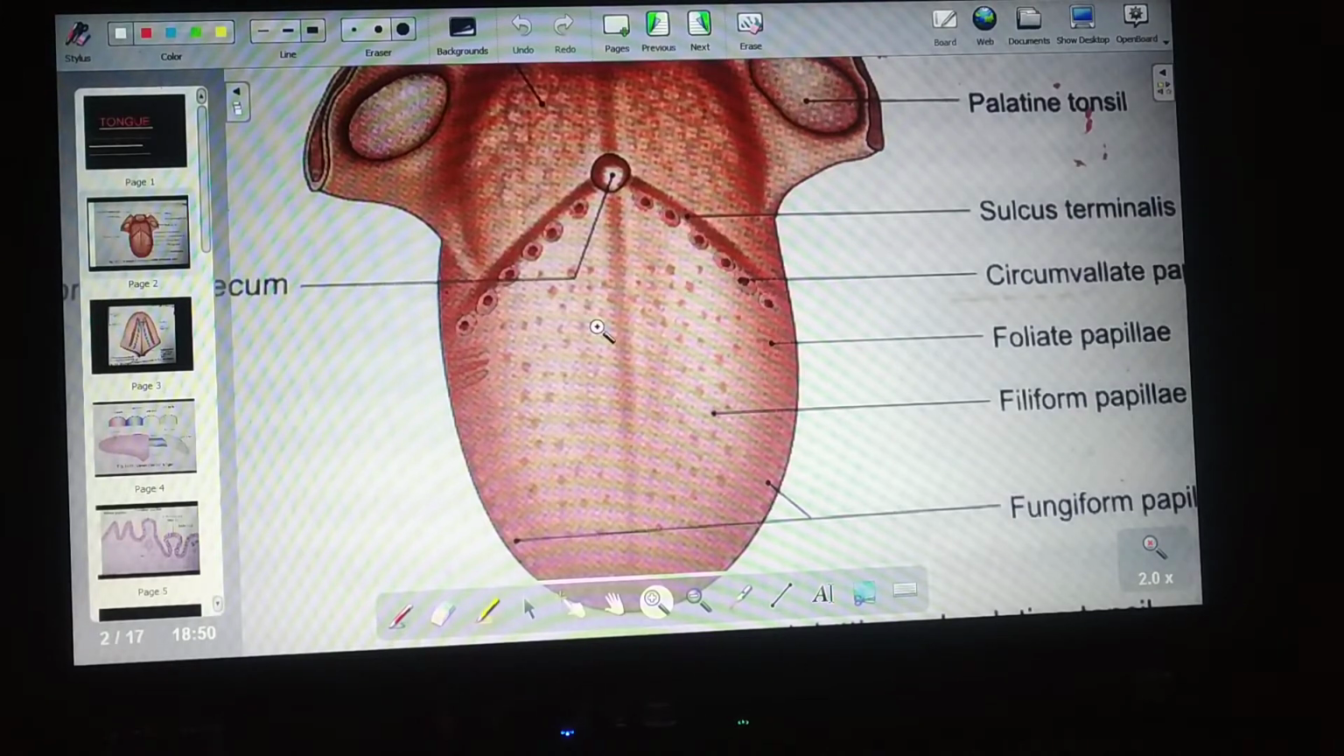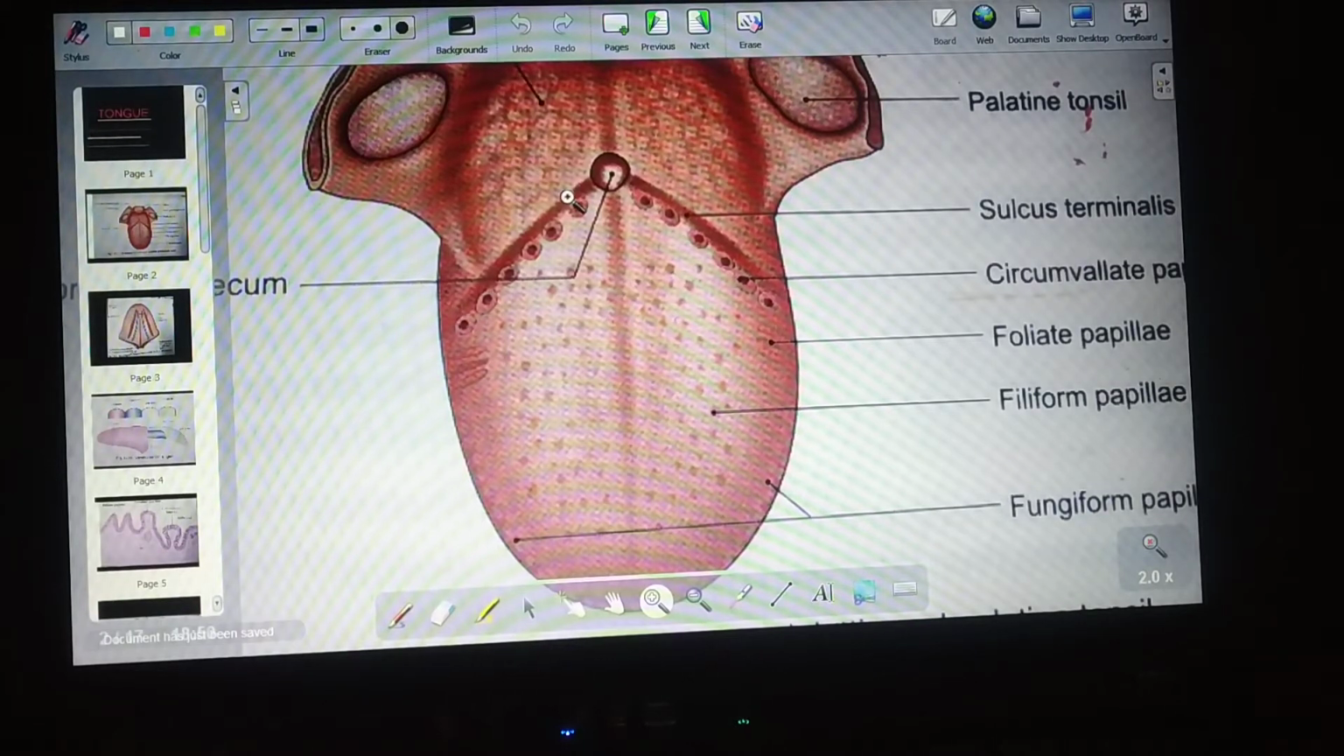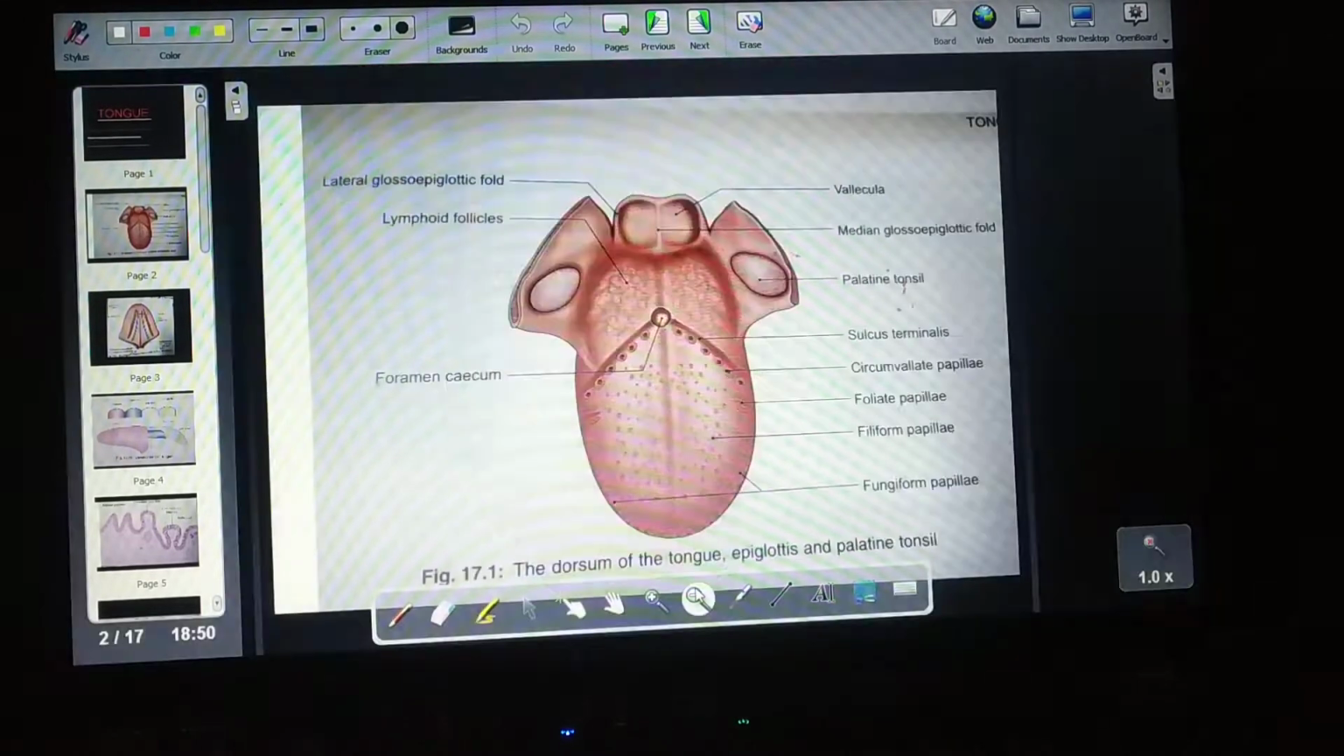When we study the tongue, we divide it into various parts. This is the anterior 2/3 part and this is the posterior 1/3 part. This is how we divide it. These two portions, the anterior 2/3 and posterior 1/3, are divided by this V-shaped structure called the sulcus terminalis. This is called the posterior most part.